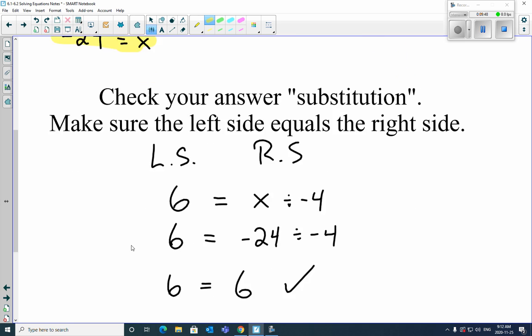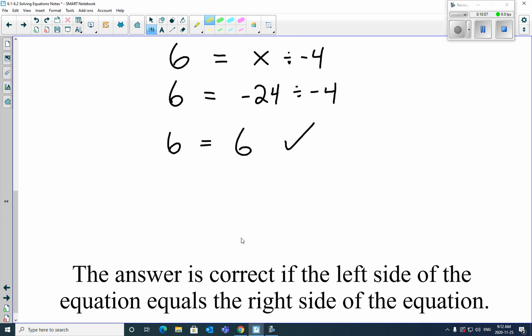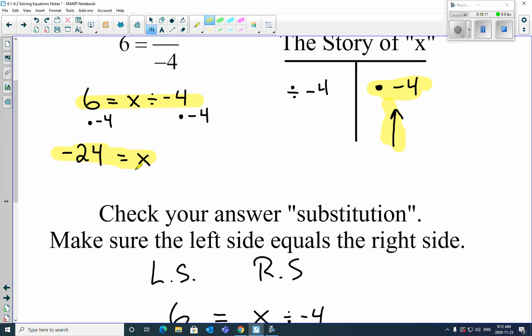Let's do it with substitution. So left side, right side. Write down the equation. 6 equals x divided by negative 4. Then where we replace the x, we plug it in with negative 24. So we have 6 on this side. Now we have negative 24 divided by negative 4. Negative divided by negative is positive. We know that. 24 divided by 4 is 6. So 6 equals 6. The answer is correct if the left side equals the right side of the equation, and our answer is x equals negative 24.